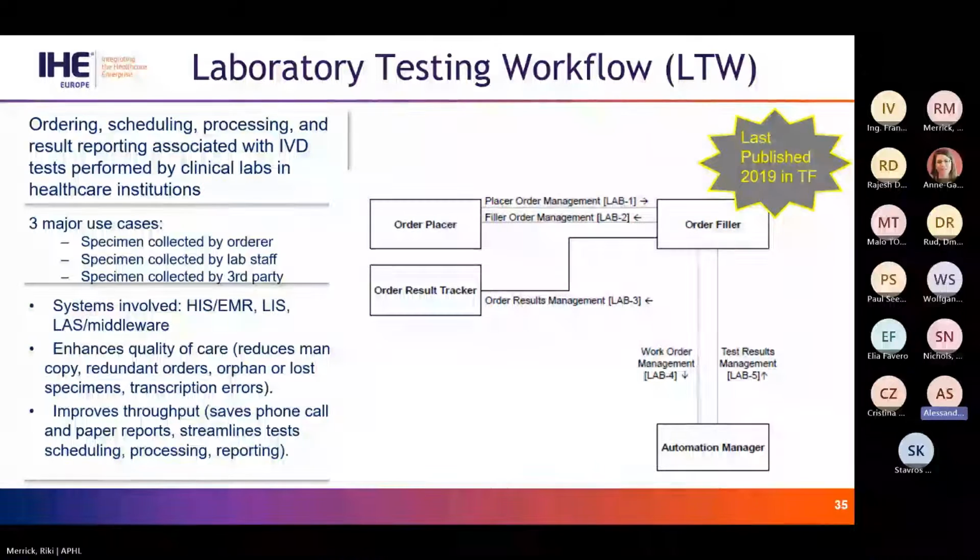management is handled by Lab 3 and Lab 5. Lab 5 goes back from the automation manager to the order filler, and Lab 3 to the order results tracker, which is a specific actor that has the purpose to collect all the order results.